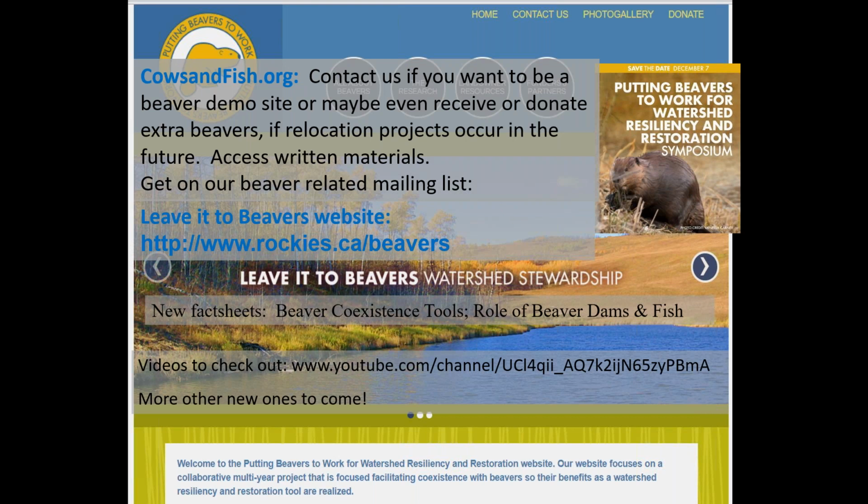And certainly from a research perspective, there might be some interesting opportunities to try out some things, including some of the techniques we're talking about at demonstration sites. I encourage you to go to the Leave It to Beavers website, which the Mistakis runs, and that has some of the new fact sheets related to these coexistence tools and beaver dams and fish, presentations from the researchers who presented at our symposium, as well as you'll see a link there for some of the videos.